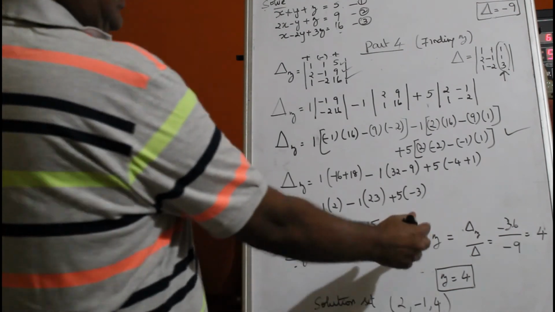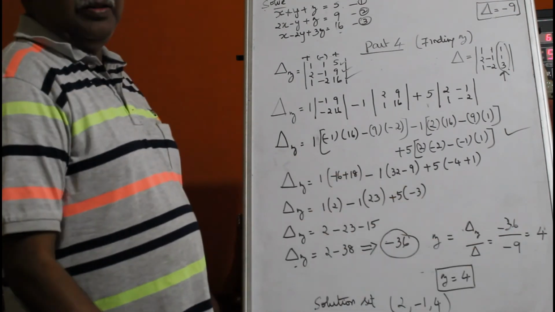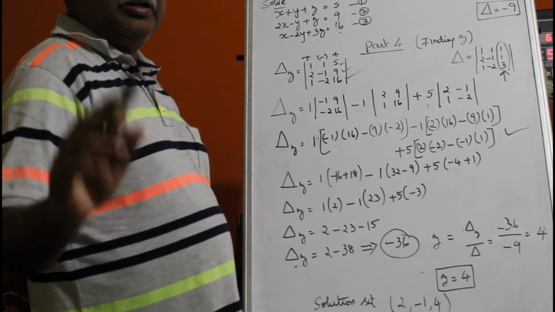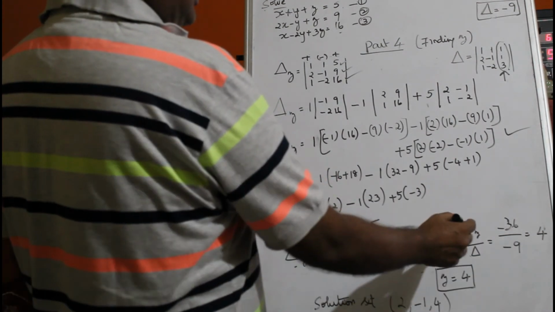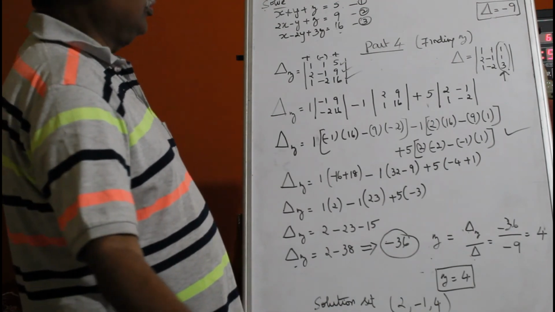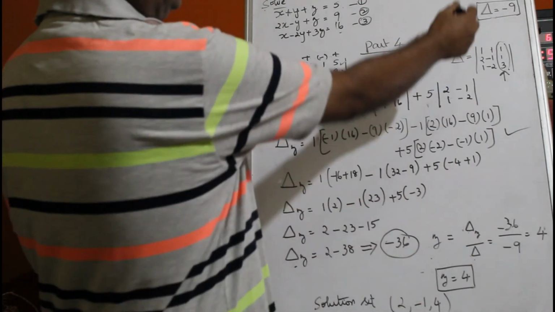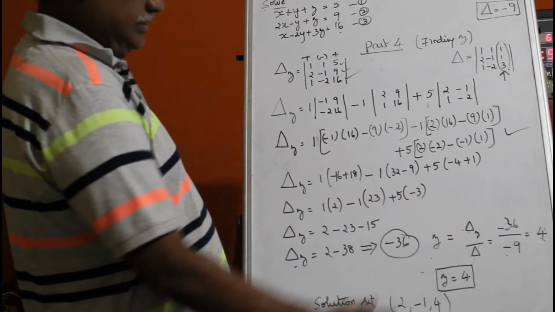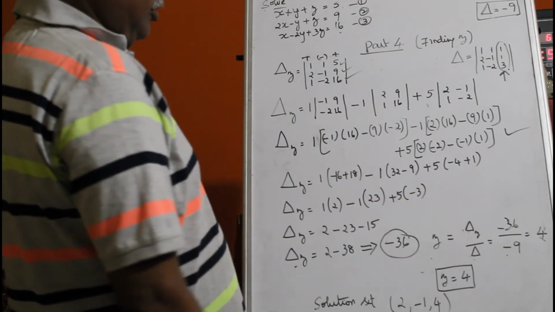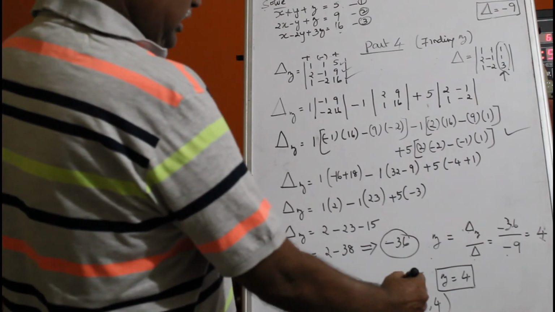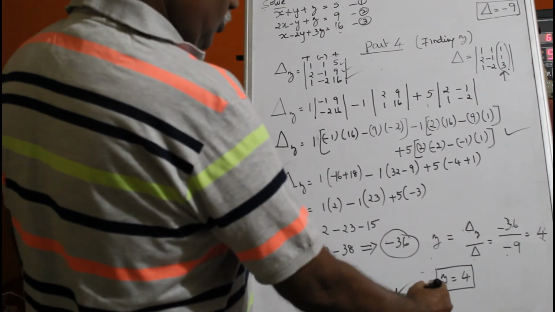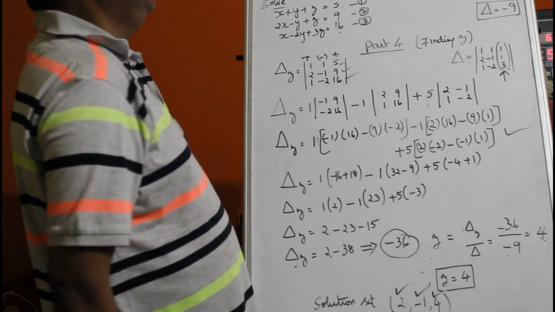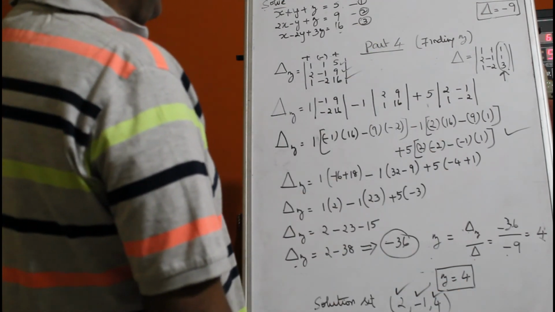Remember, x equal to delta x by delta, that we did in part 2. Y equal to delta y by delta, that we did in part 3. Z equal to delta z by delta, which is part 4. Delta is part 1. So minus 36 by minus 9 is 4, and z is 4. We got the answers of x, y and z. X is 2, y is minus 1 and z is 4. This is called solving simultaneous linear equations using Cramer's rule.